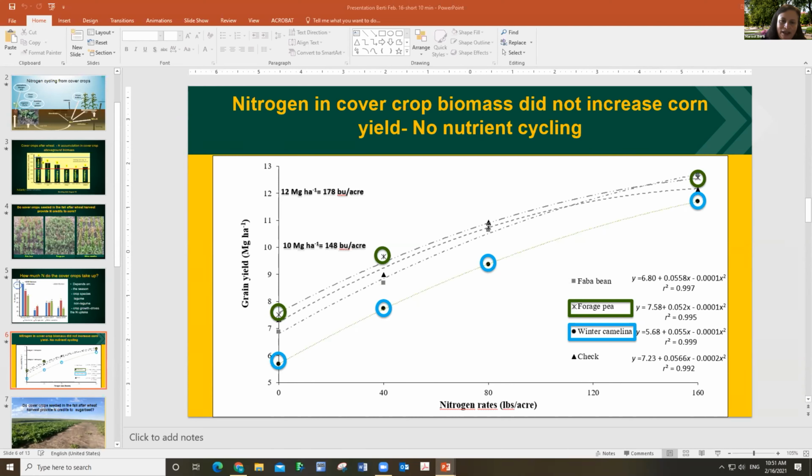The only one that had some significant increase with respect to the check and some of the rates was 4-HP. So we saw a little bit of the nitrate that was in that 4-HP maybe moving to the corn. But in general, there's no nitrogen credit. And so all we can say now is that it doesn't matter how much nitrogen you have in the cover crop in the fall, it probably won't go to your corn. So you still have to fertilize your corn.